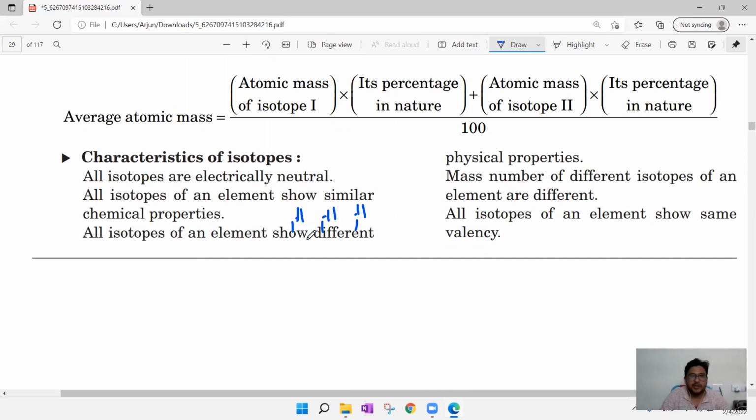All isotopes of an element show different physical properties. Why? Because mass numbers are different because of the addition of neutrons. The mass numbers of different isotopes of an element are different. Different mass numbers, so the isotopes are different.